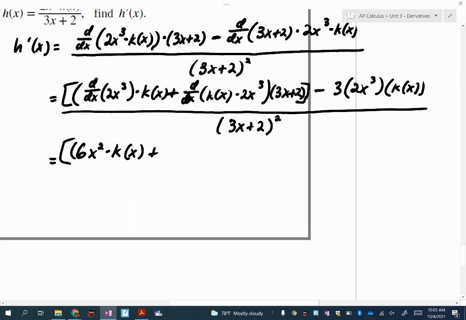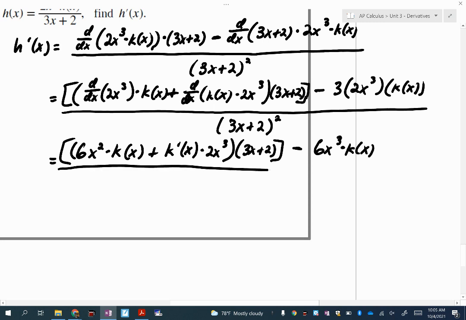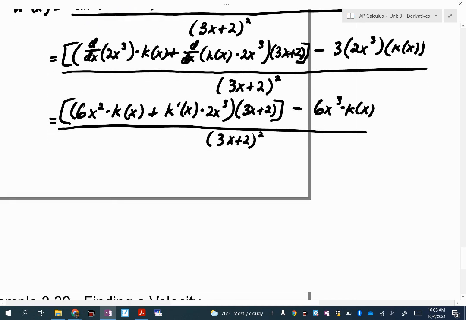Plus the derivative of k of x is k prime of x times 2x cubed. And all of that needs to be multiplied by 3x plus 2. Minus, do a little more distributing, we get 6x cubed times k of x all over 3x plus 2 squared. Okay, now I'm going to distribute the 3x plus 2 times the two pieces in these brackets here.